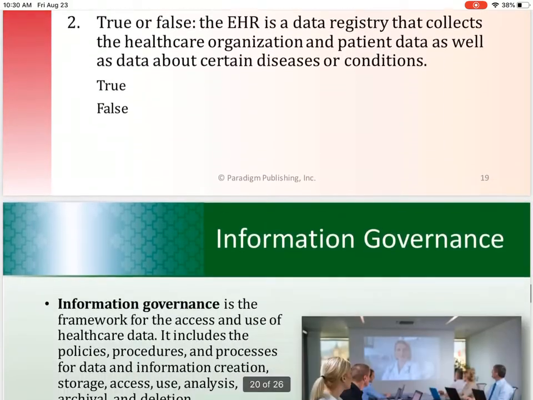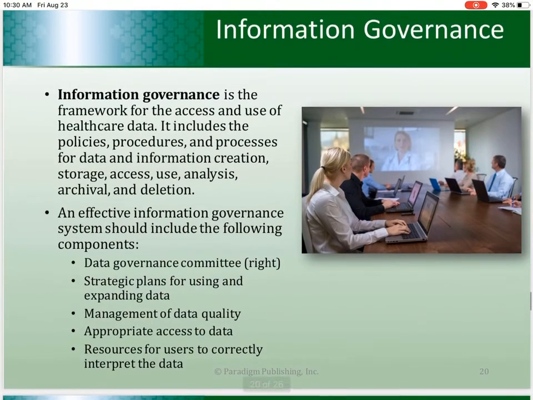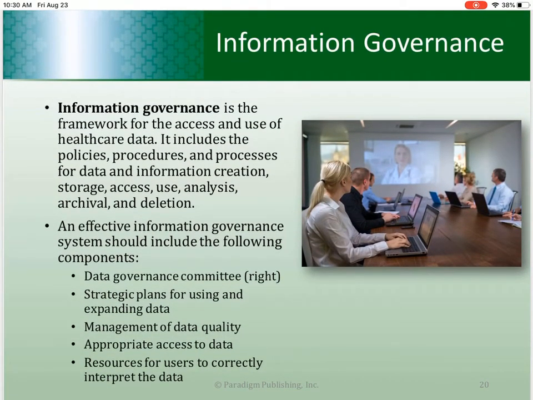All right, moving over to information governance on page 280. So, one of the major challenges in the management of healthcare information is creating an effective framework for the access and use of healthcare data. This framework is known as information governance and includes the policies and procedures and processes for data and information creation, storage, access, use, analysis, archival, and deletion.